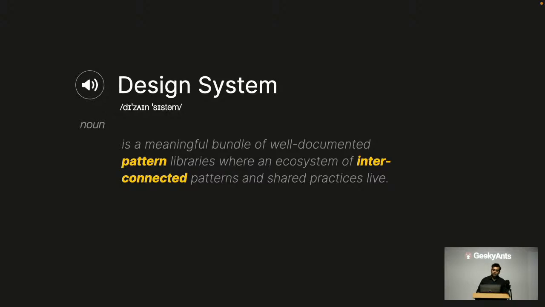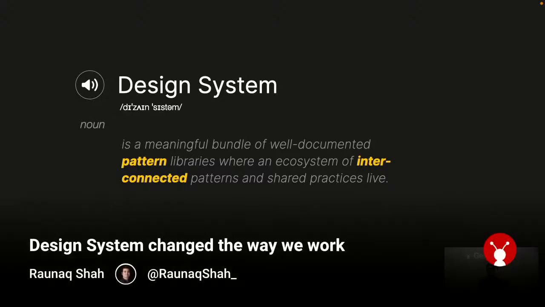The point of interconnection or interdependency of different patterns is something that I would like to put a little bit of light on. Pattern libraries means a collection of patterns, and these patterns can be color system, type scale, spacing scale, right? All of those collections I am terming as pattern libraries. Even the component libraries are part of this entire piece.